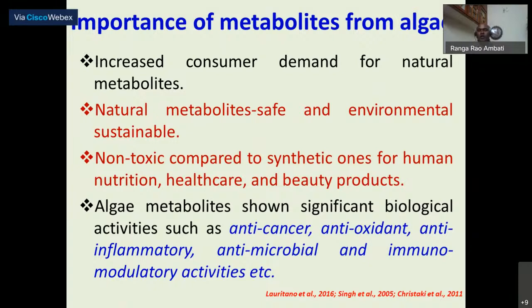So why do we want to focus on metabolites? What is the importance of these metabolites? If you see the consumers, currently consumers are looking for natural ingredients, natural metabolites. So especially from natural sources, people are looking for metabolites, and they want to use them in various applications. As you know, algae produce metabolites that are safe, environmentally sustainable, and not toxic compared to the synthetic ones for various nutraceutical applications. And these metabolites have been significantly studied for various biological aspects: antioxidant, anti-cancer, anti-inflammatory, antimicrobial, and immunomodulatory. These are some of the few studies focused on this. In addition to that, people have worked on various aspects in terms of biological activities, in vivo and in vitro studies. Next slide, please.